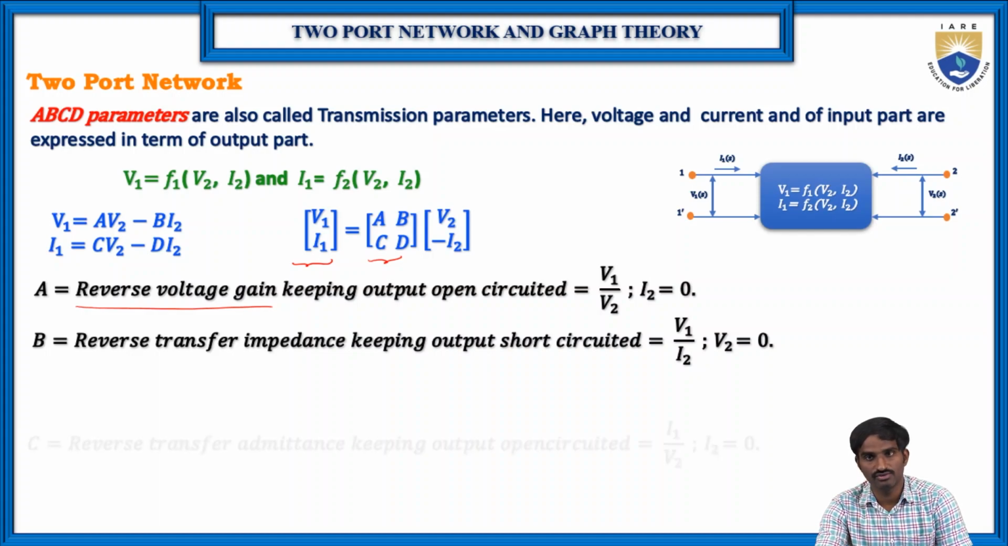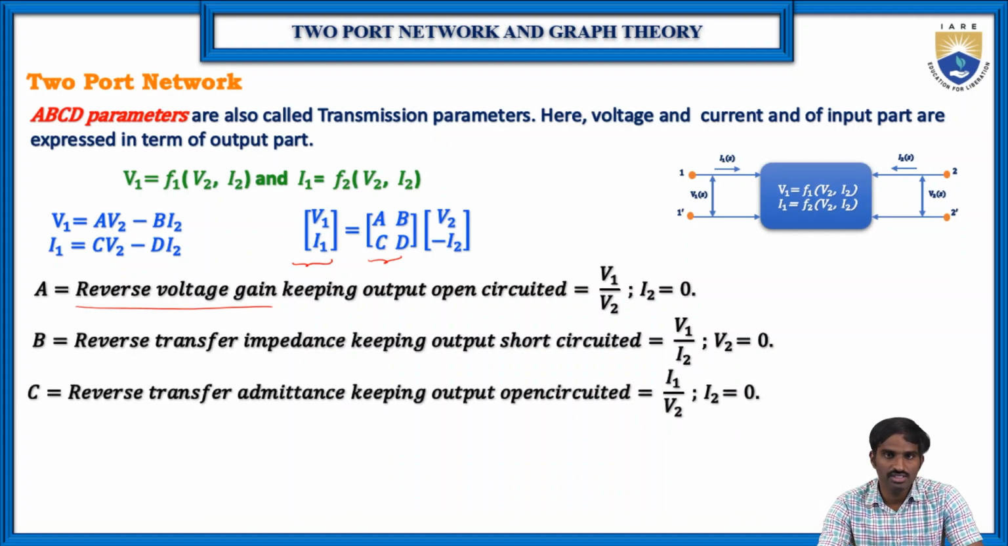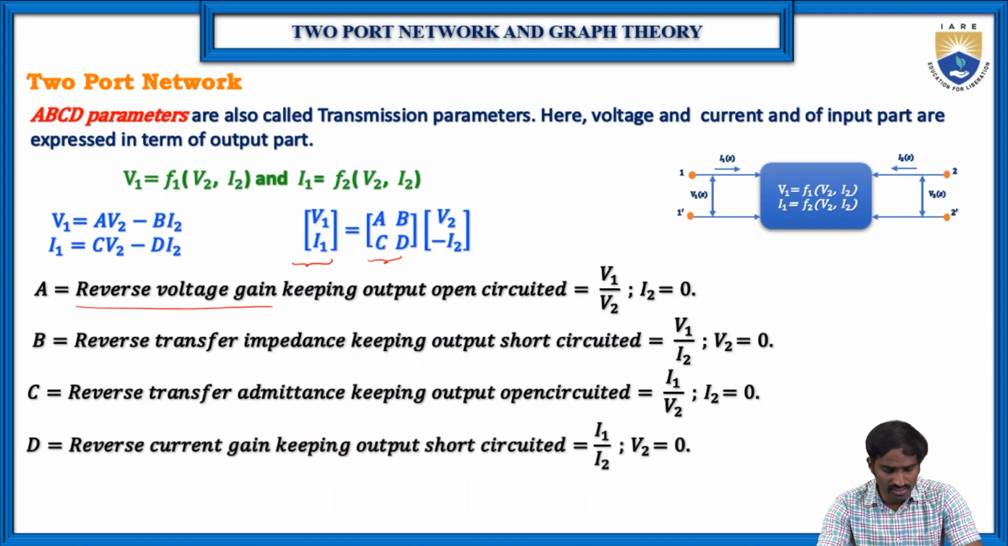So which means here V2 is equal to 0. Then here C is again the reverse transfer admittance, keeping the output open circuited, so I2 is equal to 0. Then similarly here D is the reverse current gain, keeping the output short circuited.